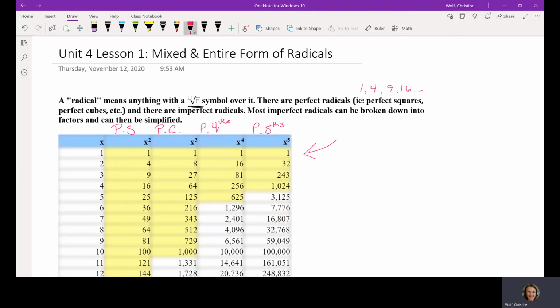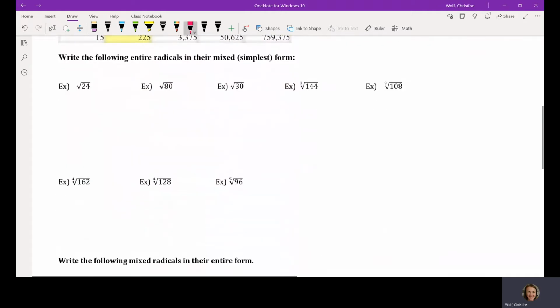Today we're going to be dealing with imperfect radicals. For example, 15. 15 is not a perfect square, it's not a perfect cube, it's not a perfect fourth. You'll see 15 nowhere in this list. So we're going to deal with radicals of imperfect numbers today.